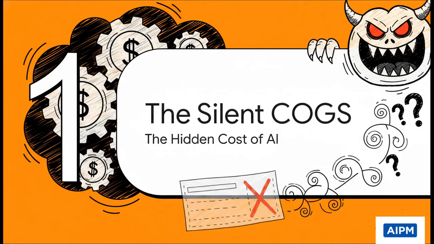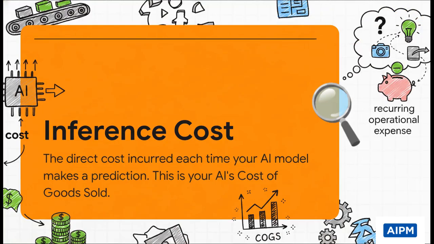Okay, let's get right to it. We need to identify the main villain in this story. It's this one line item. It can kind of hide in plain sight on your expense report, but trust me, it is the number one threat to your product's profitability. And that villain, it's called inference cost. Simply put, it's the cash you burn every single time your AI does its thing, makes a prediction, generates an answer. This isn't some one-time setup fee. Nope, it's a constant, ongoing cost that actually gets bigger the more successful you are.